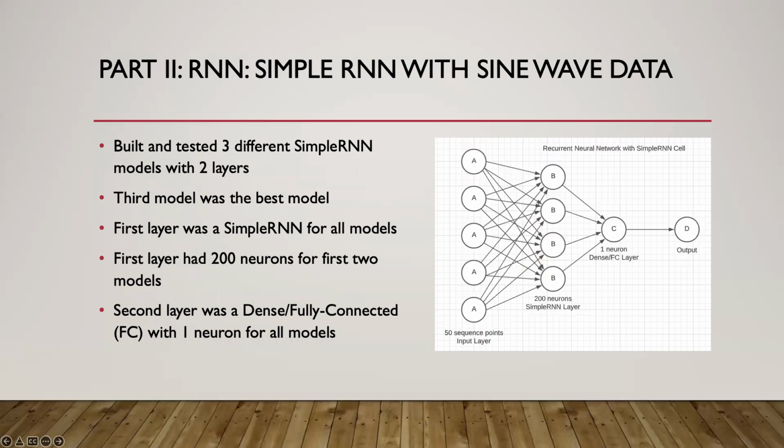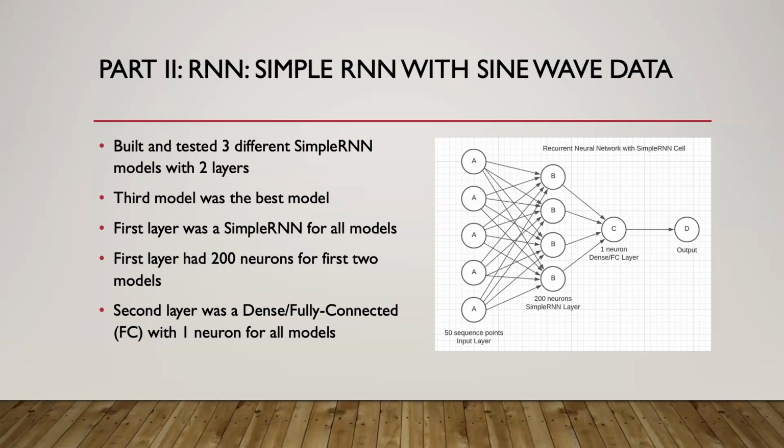And so we only had to build one model for the simple RNN for section 2 of the final project, but when I went in and was running it, it was running pretty quickly, and the first one I ran I didn't really like, so I ran 3 because I was able to change them pretty quickly. And so I built and tested 3 different models, each with 2 layers. The third model, the final model, was the best.